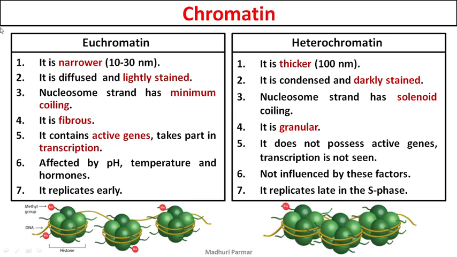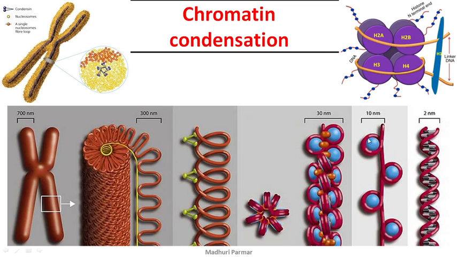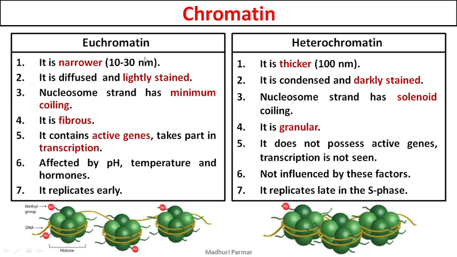Now let us consider the differences between euchromatin and heterochromatin. Remember the diagram we just saw, one slide ago. Euchromatin is narrower, it is thin. It is mostly a 10 nanometer fiber, which is called beads on string, because it looks like there is a string and there are beads on it. The 30 nanometer fiber is called solenoid. So euchromatin is made up of 10 to 30 nanometer fibers, while heterochromatin is made up of fiber which is more than 100 nanometer thick.